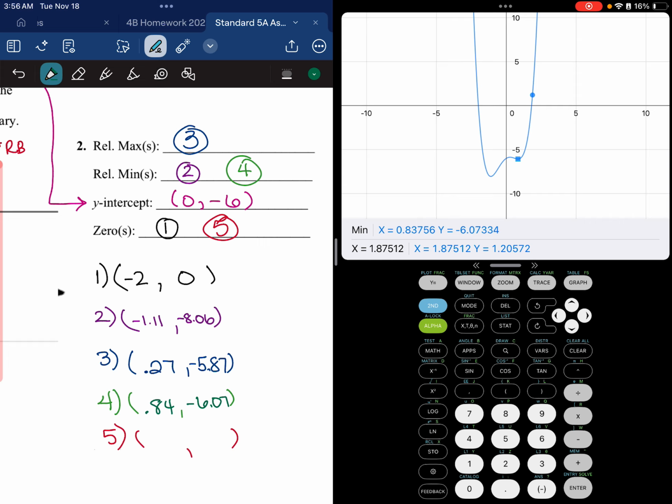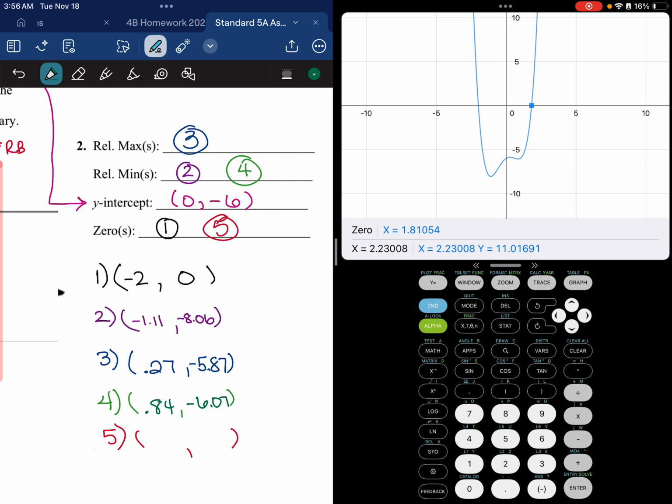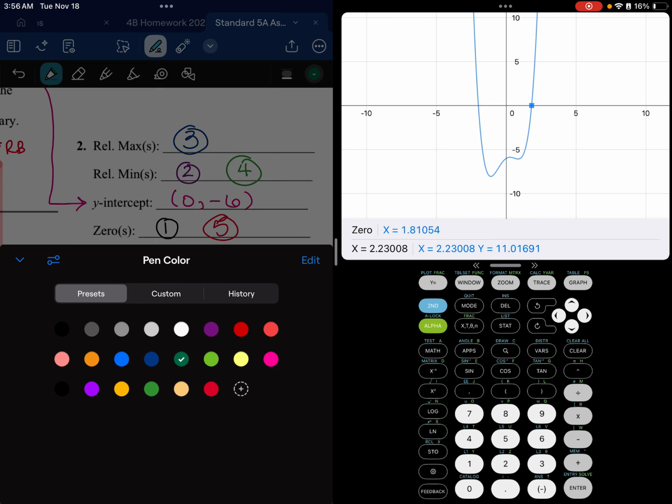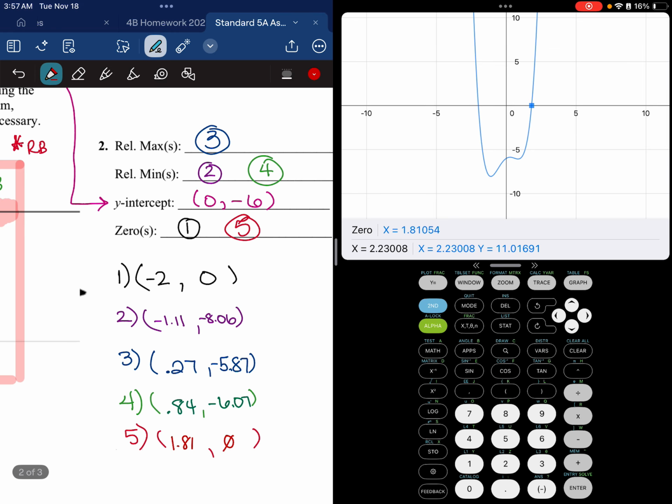The last thing I'm going to calculate is my last 0. So I'm going to go second calc, 0. Your left bound will start right around here, hit enter. Then go up through your 0 and up towards the end of the graph somewhere, hit enter. Your point for that would be 1.81 and 0.